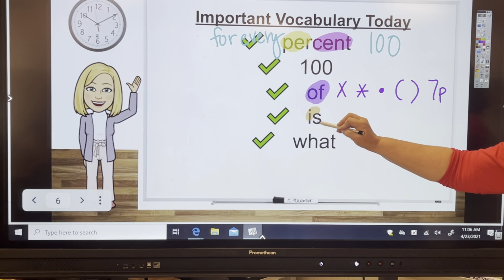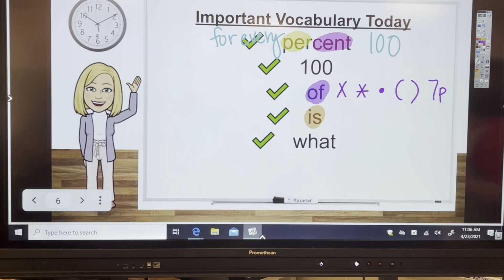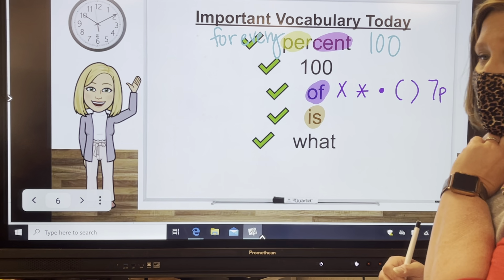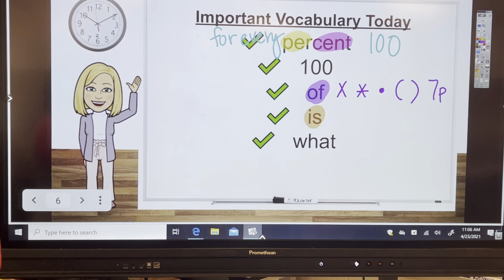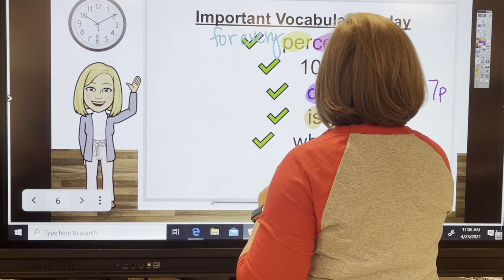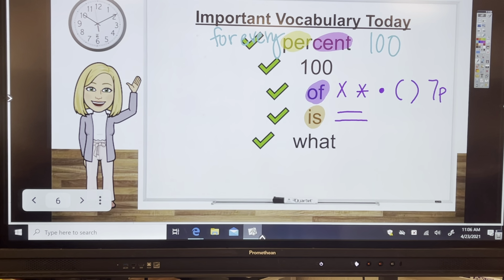What does the word is mean in math? We've talked about what the word is means in math. Who remembers? Emily's shirt is black. It is means that it equals black. Okay? Is means equals in math.